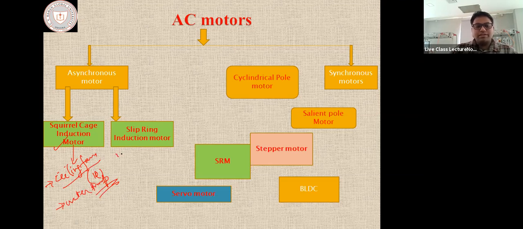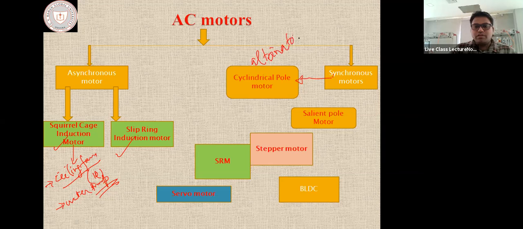And then you have the slip ring induction motor, the example of which is not very common. You won't be seeing a slip ring induction motor around your house, right? You obviously have to come to the lab to see it. And then synchronous motors. For synchronous motors, we have several types. One of these is the cylindrical pole motor, which as a generator is called an alternator.